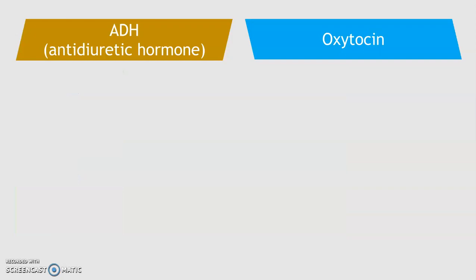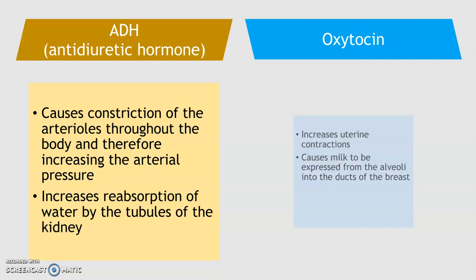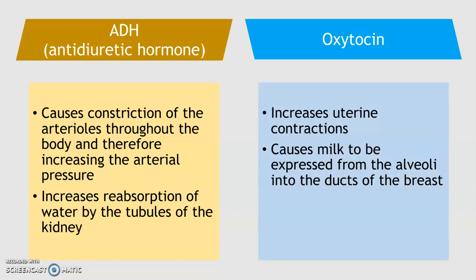So the main functions of these two hormones are, first off, ADH causes constriction of the arterioles throughout the body and therefore increases the arterial pressure, and it also increases reabsorption of water by the tubules of the kidney. On the other hand, oxytocin increases uterine contractions and causes milk to be expressed from the alveoli into the ducts of the breast. So for this presentation, we're going to be focusing on ADH.